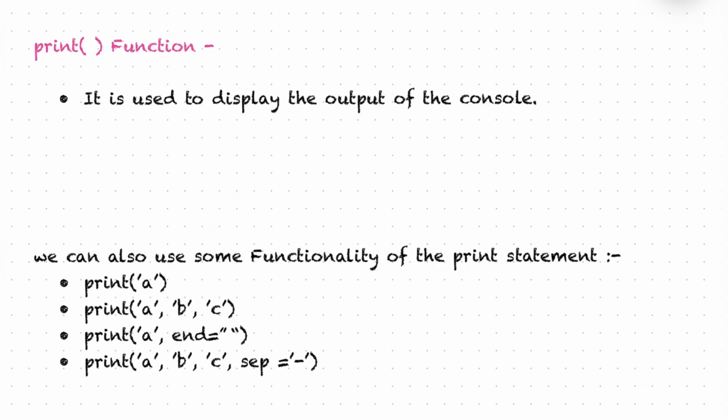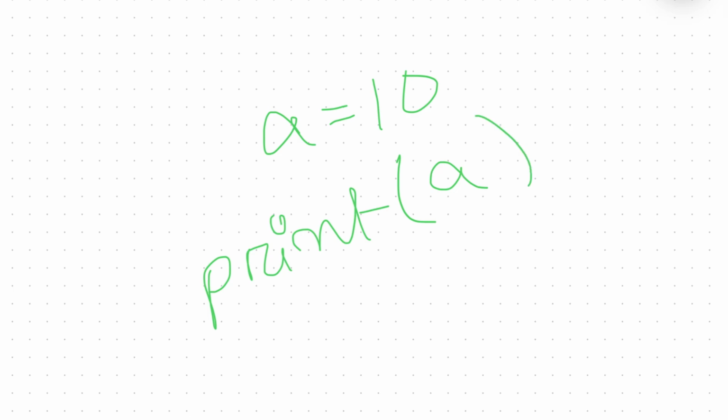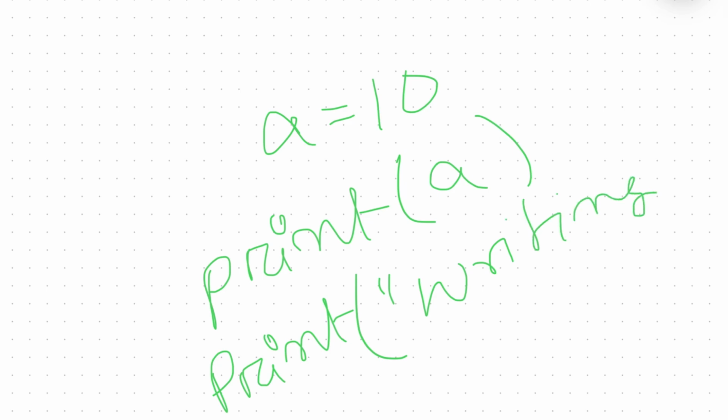We learned about the input function. Now let us look at the print function. The print function is used to display the output on the console. Suppose you have a variable a which is equal to 10, and we want to print the value of a in the console. We can just write the print function and give it a. Or if you want to directly print something in the console, we can directly write print and write something in the console. It will be shown in the console.